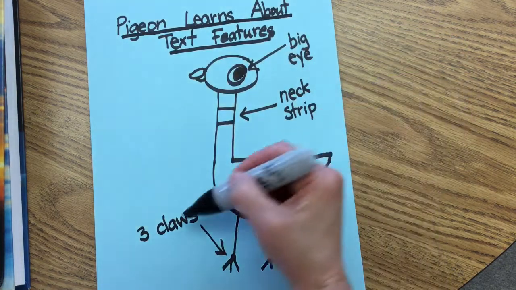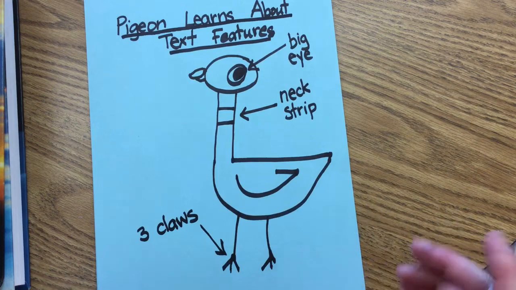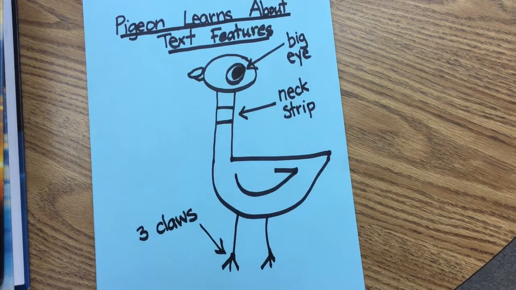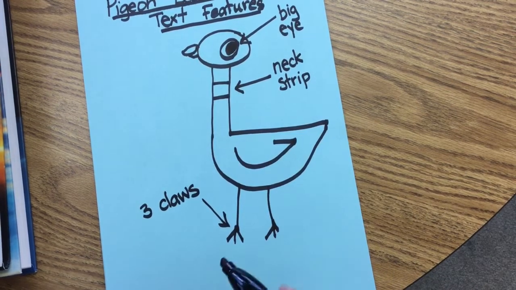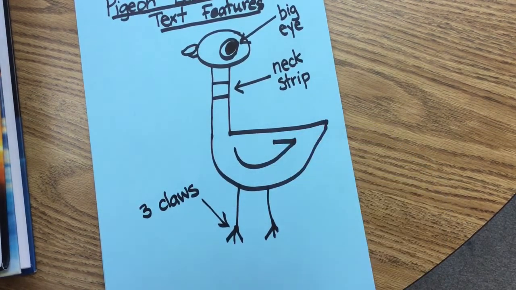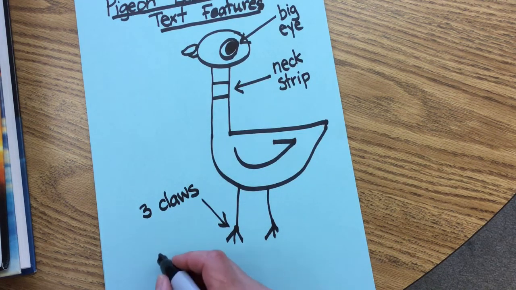So we've already got a title. We have got labels. We have a diagram. And I think we're going to add a caption. And a caption goes at the bottom of a diagram or a photograph, and it gives some information about the picture.